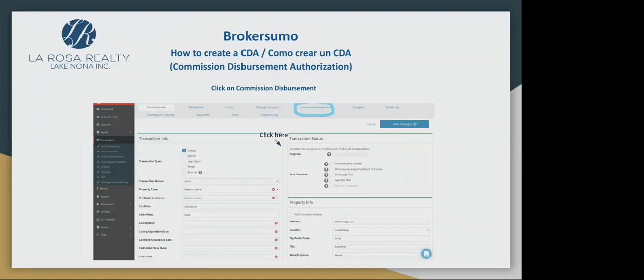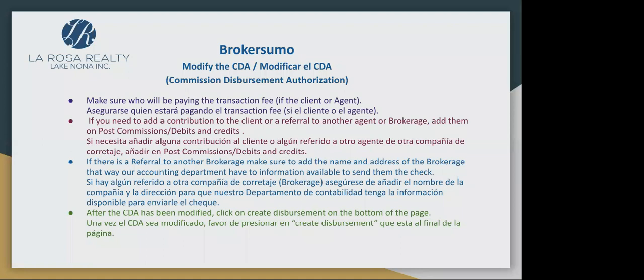So how to create the CDA? You have two options. You can either go on the top tab that says commission disbursement, or once you fill out all of this information, you have a little blue button that says create disbursement. It will take you right away to create the CDA. Before you create the CDA, you have to make sure who is paying for the transaction fee. Okay.